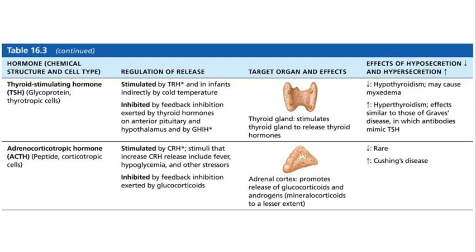Adrenocorticotropic hormone tends to be released in greater quantities when we are fasting, such as when we first wake up in the morning, or when we have a fever, or when we have hypoglycemia, so that is low blood glucose. Excessive or hypersecretion of ACTH will cause a condition called Cushing's disease, which we'll explore when we examine the adrenal gland.